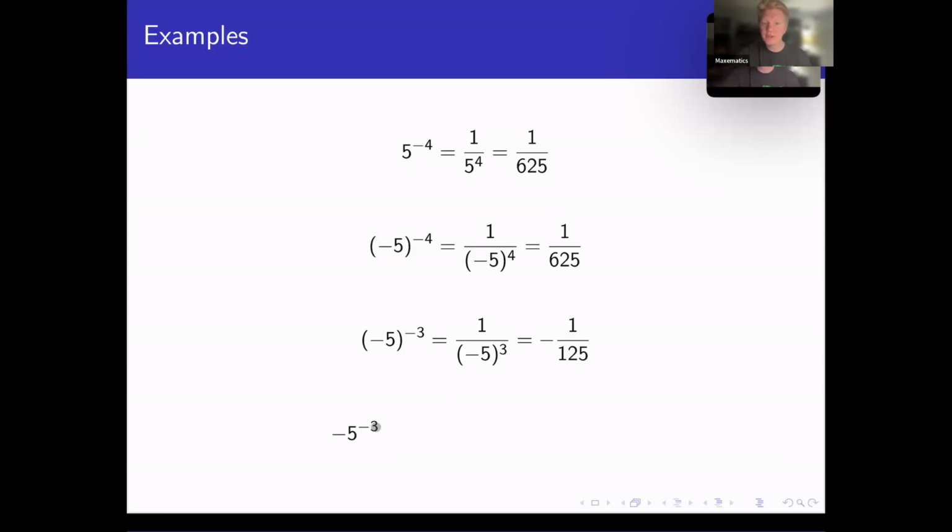Negative 5 to the negative 3. Be very careful. The only thing being raised to the negative exponent is the 5, right? Very different from here. This says negative 5 raised to the negative 3. This says 5 to the negative 3 and make it negative. So the only thing dropping down to the denominator is going to be the 5. So this becomes negative 1 over 5 to the positive 3. 5 to the 3 is 125. Okay, so again, from P1, please be very careful with negative exponents and negative stuff on the outside, just be very careful when we don't have parentheses written for negative numbers.